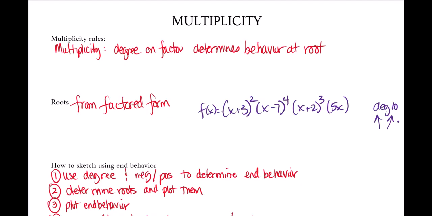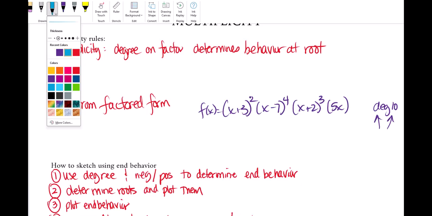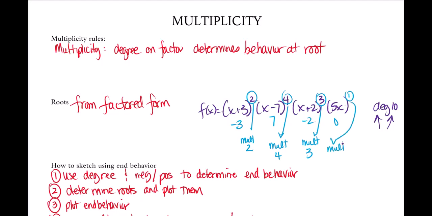But the multiplicity refers to the value of each exponent. At this root, remember the roots are from factored form, so the root is at -3, but the multiplicity is 2. This has a root of 7, but the multiplicity is 4. This has a root of -2, but the multiplicity is 3. And this has a root of 0, but the multiplicity, it's not written, but it's understood to be 1.